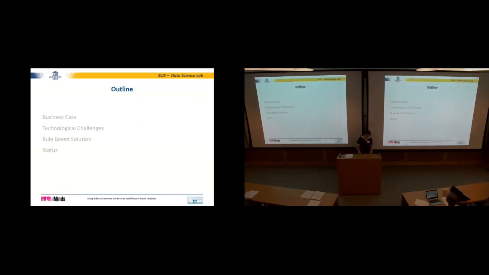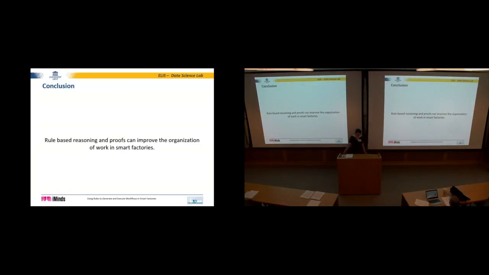Okay, that was it. As a conclusion, I can say that what we've seen is that rule-based reasoning and proofs, without any modification, can already help to organize work in smart factories. We just have a special way to write the rules, but the reasoner is not modified by us. It's an existing reasoner, and it's already, at least from my point of view, a nice plan, or a nice idea. Okay, that was it.